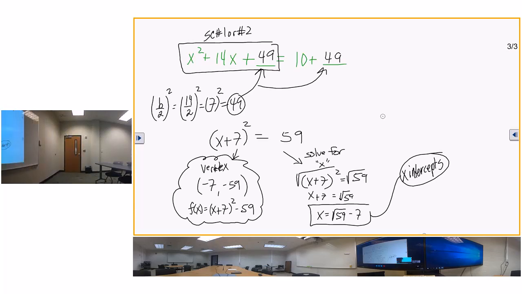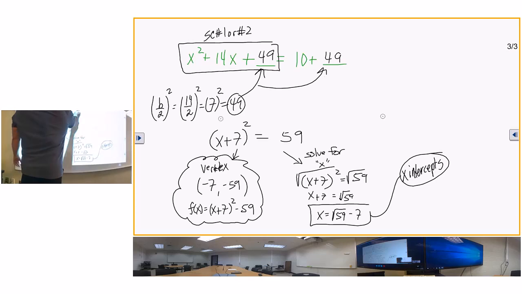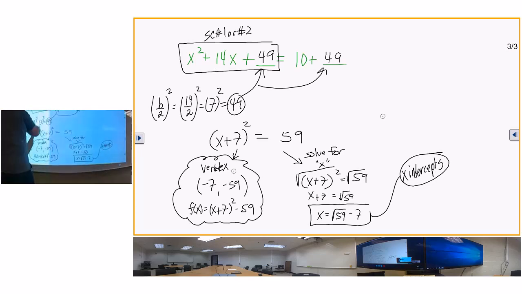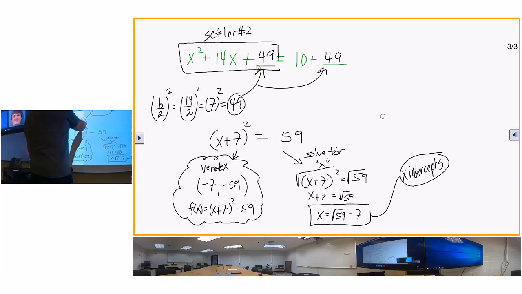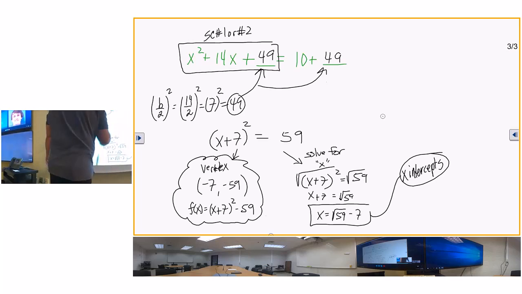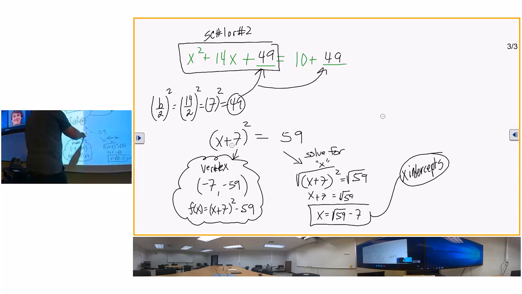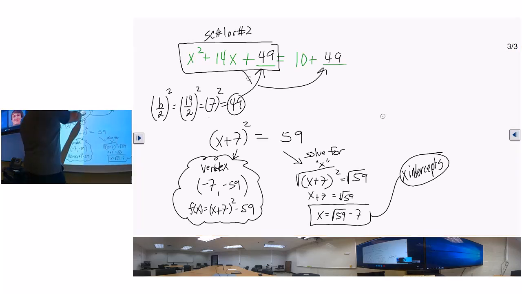Well, what'd you do here? You took a blank and you took half of 14, that's 6th grade math and below. You squared it, that's 6th grade math and below. You put it on both sides, you added it right here. And then here's the algebra 2, the shortcut. From here to here, that's algebra 2.